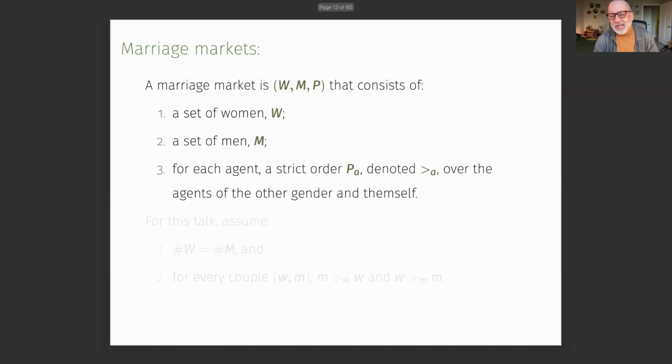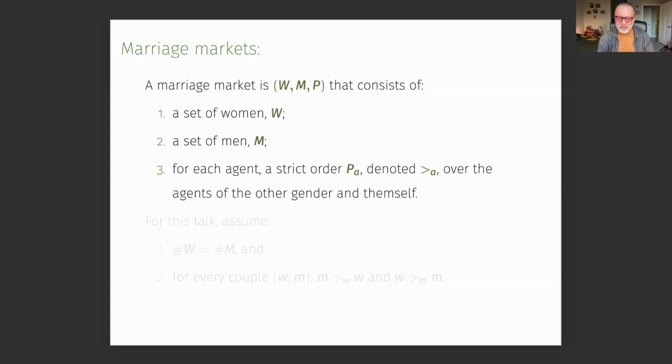So let's start with the canonical setting in economics. We have the set of women, the set of men, and for each individual, we're going to have preferences P_A over the set of agents of the other gender and themselves. And as is usual in the literature, to avoid complications, we assume that everybody has strict preferences over the other gender. So these preferences are going to be an order over the union of the other set and the singleton of the individual, him or herself.